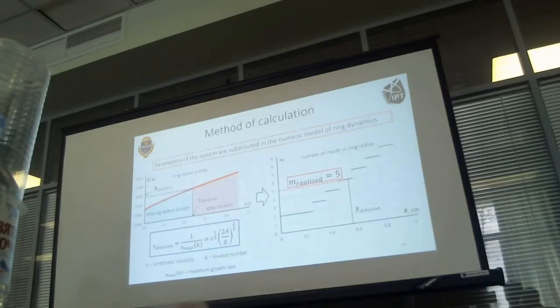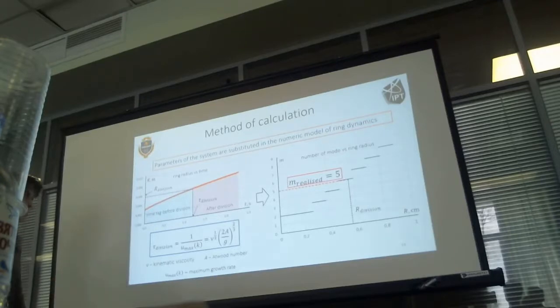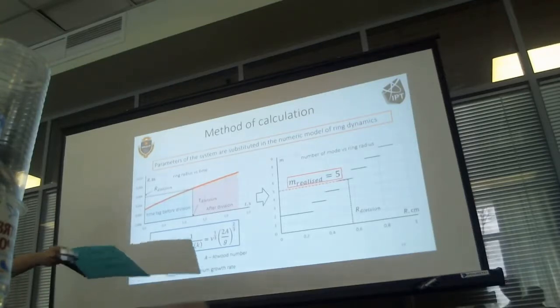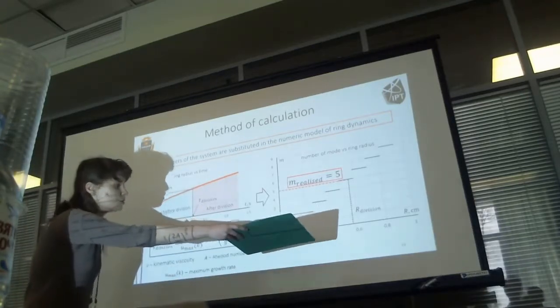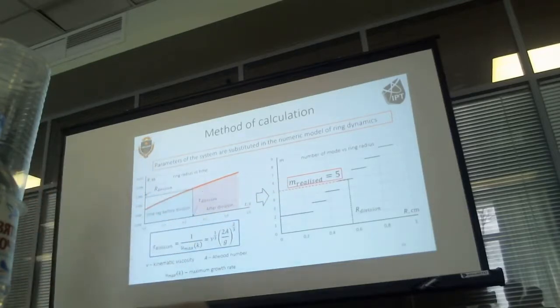So, finally we get such a method of calculating the realized mode number in our system. We know the dependence of the radius of the ring on time, and we know when the ring will divide. So, by knowing the radius at the moment of the division, we can find out the realized number of modes.